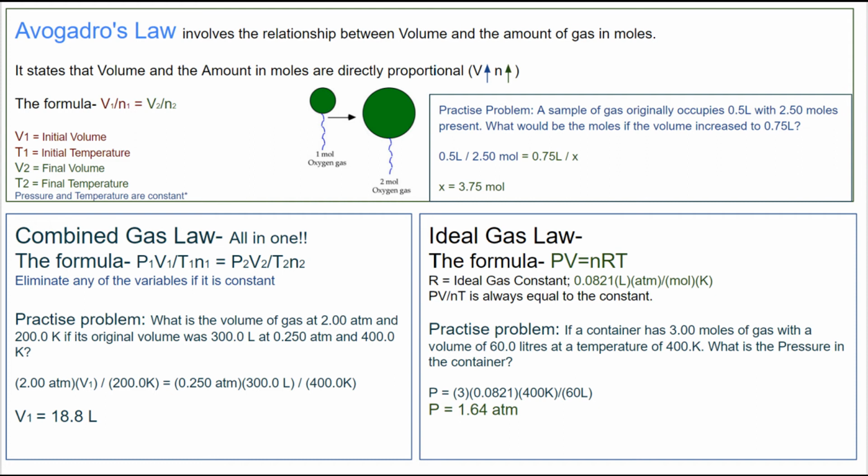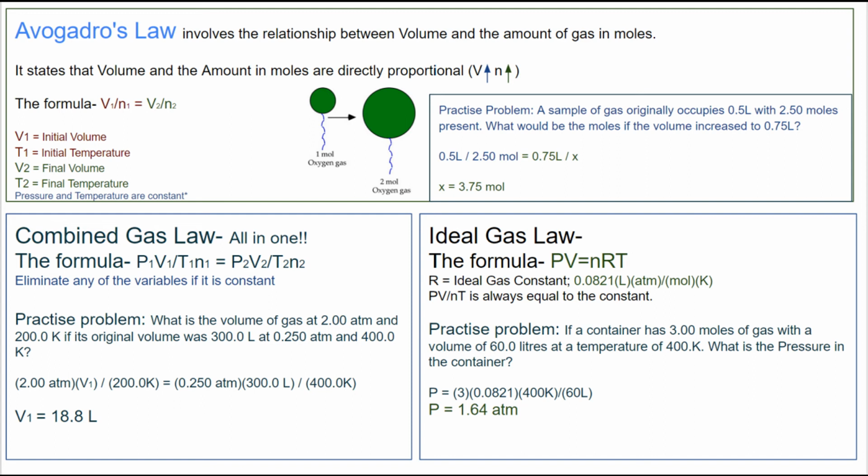it is constant. And a simple practice problem we have is, what is the volume of gas at 2 atmospheres and 200 Kelvin if its original volume was 300 liters at 0.25 atmospheres and 400 Kelvin? So as we can see, in this particular problem, the amount of moles is constant, so we don't have to use the variable, and we can just use P1 V1 over T1 equals P2 V2 over T2 to plug in and solve this problem.